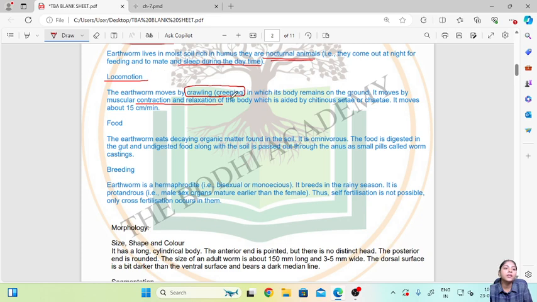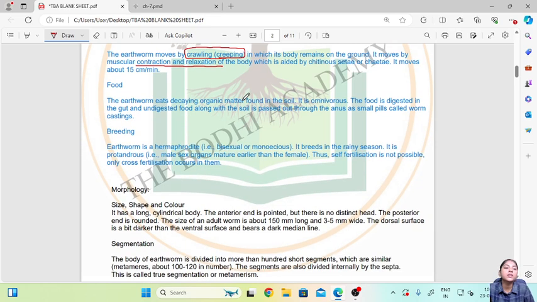So then the next topic is food. So the earthworm eats decaying organic matter which is found in the soil. It is omnivorous. Then the food is digested in the gut, and the undigested food along with the soil is passed out through the anus as small pellets called the worm castings.